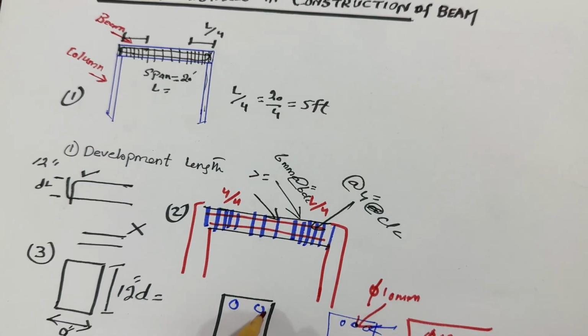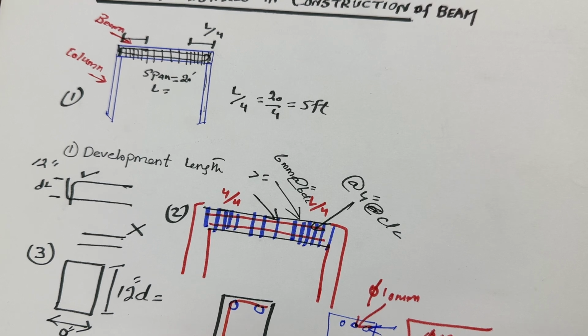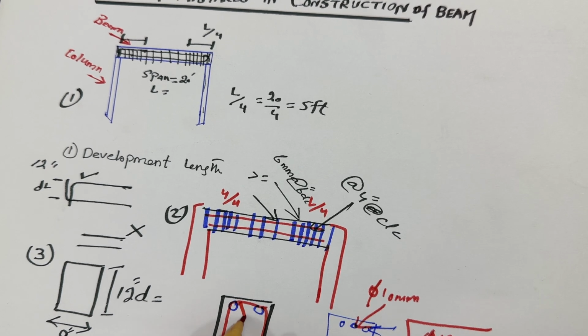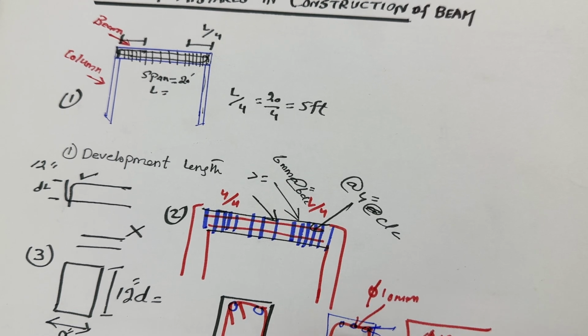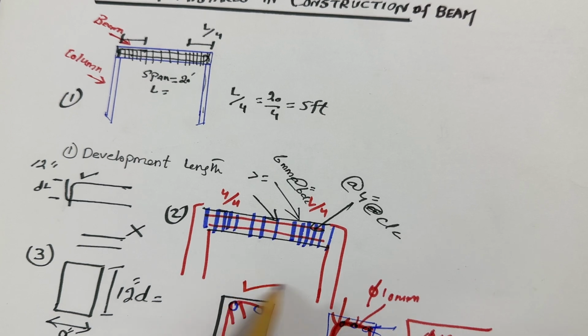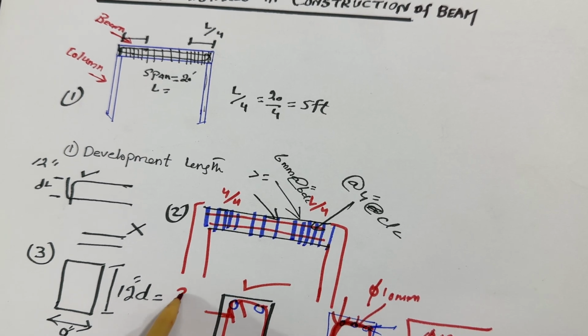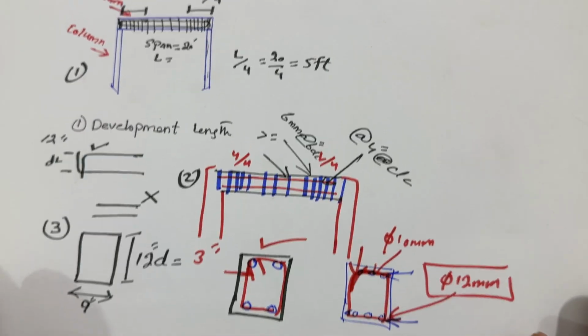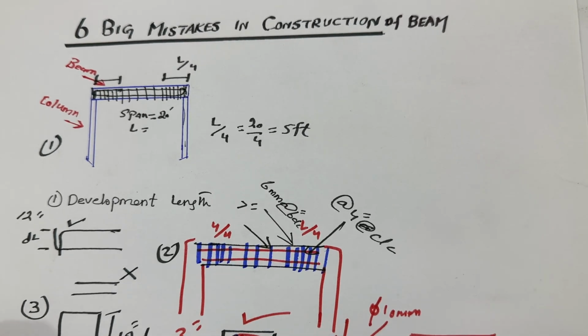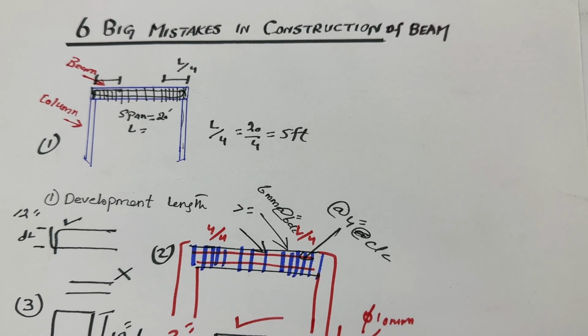Next, we are providing hooks. You can see here, this is the stirrup, and it should be bent at 135 degrees, not like this. Normally people use it like this, which is not the correct way. This is the correct way. The hook's length should not be less than 3 inches. You can see here these are the details for the 6 big mistakes.